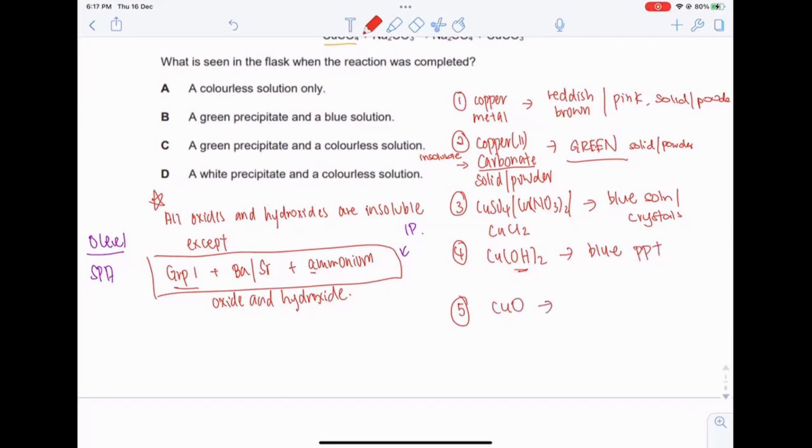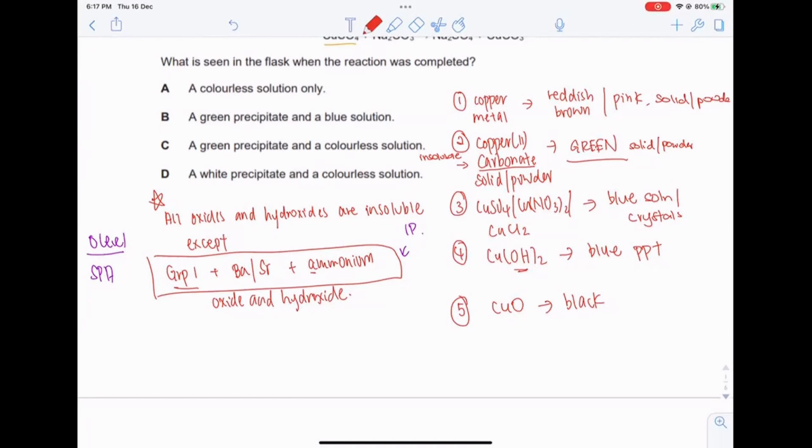So let's ask Decay. Decay, what color is copper 2 oxide, and is it a solid or is it a solution? Can you repeat again? Copper 2 oxide, what color is it, and is it a solid or is it a solution? Is it black? Yes. Wow, you know this. Okay, yes, you're very good. Yes, it's black. Is it solid or is it a solution?